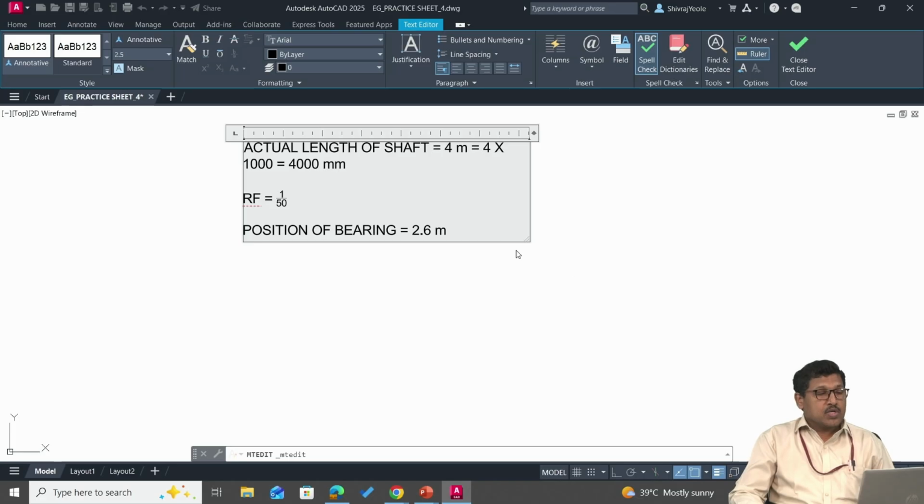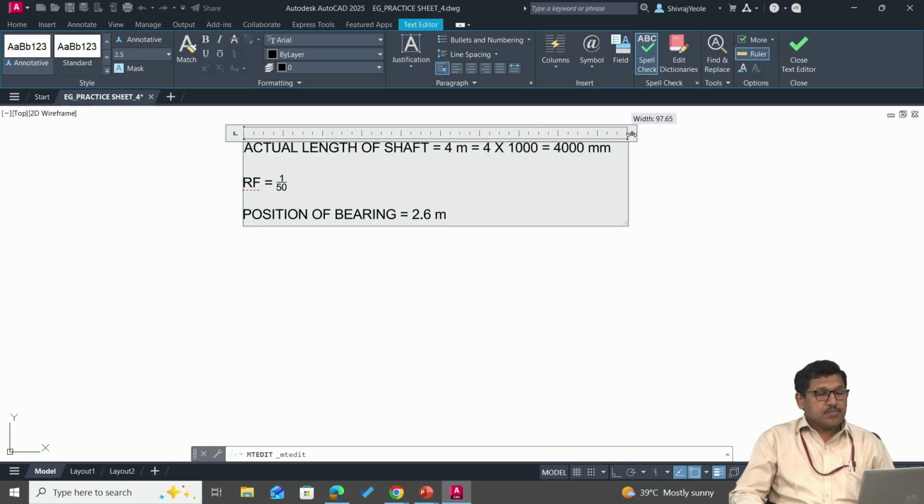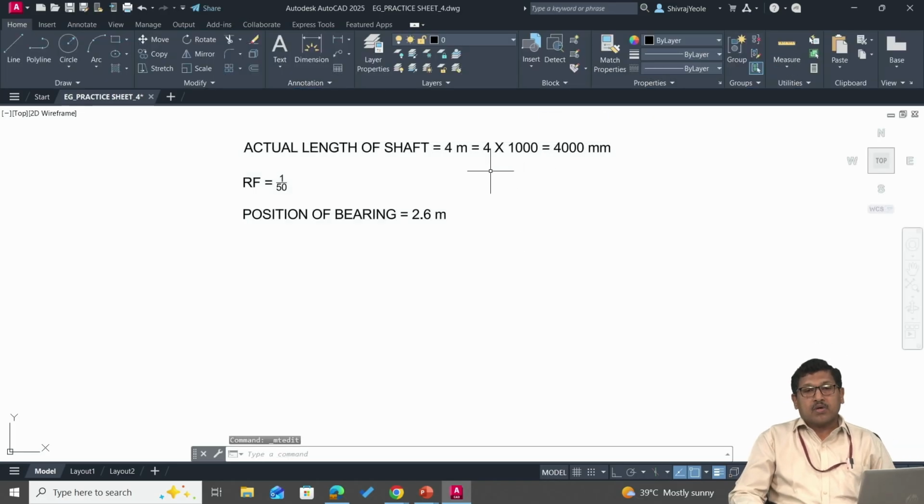So this becomes 4000 mm. So this is the second step. The first one is representative fraction, which is already given. Then in the second step, we need to convert this maximum value into the smallest unit. Next, the third step says find out the length of scale.